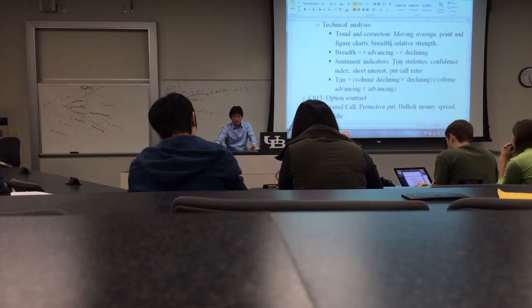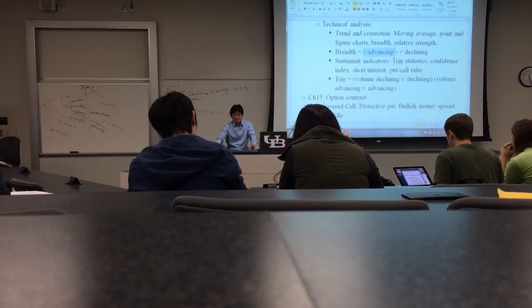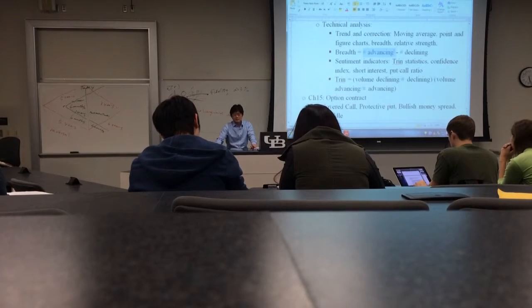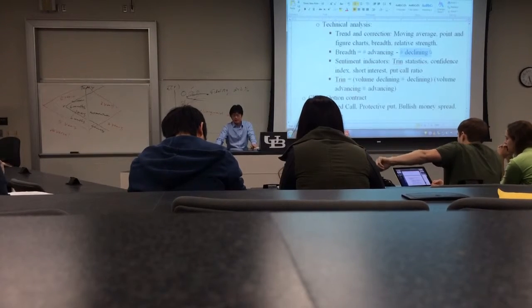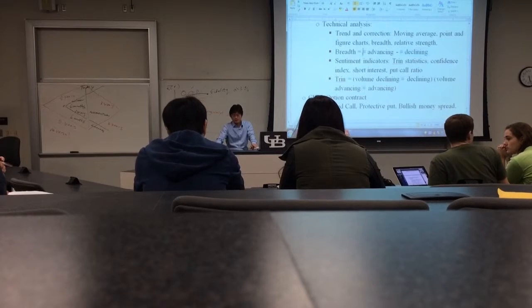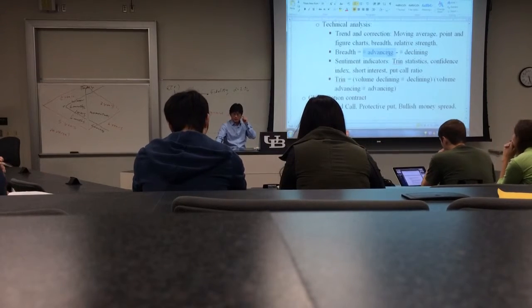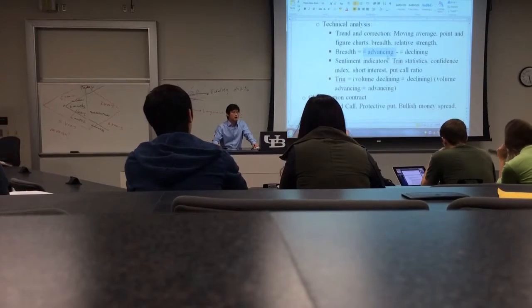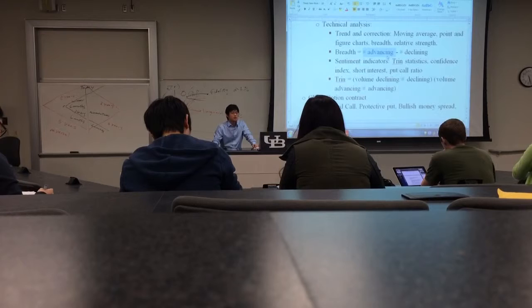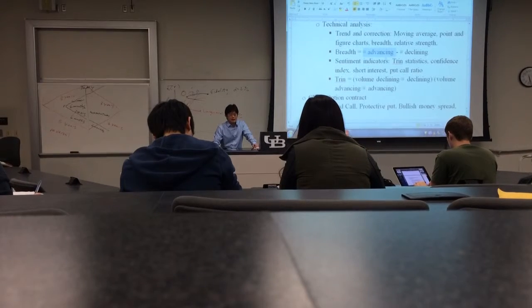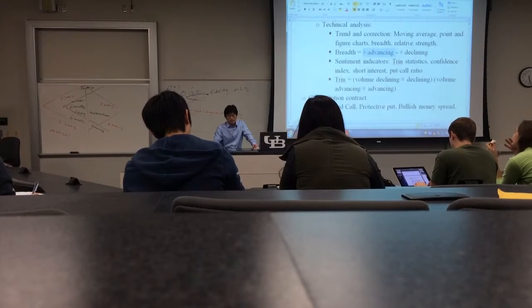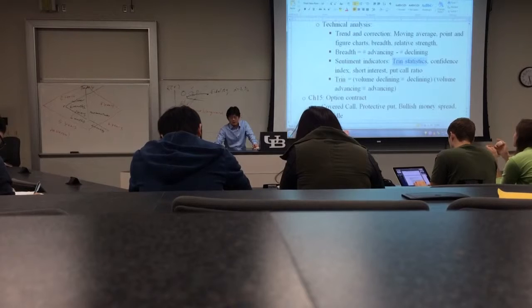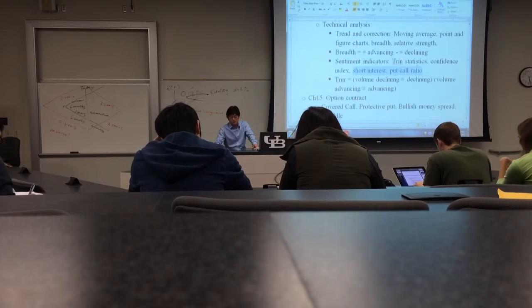And breadth is the number of stocks that advance in stock price minus the number of stocks that decline in stock price. So the difference, if this difference is positive, it means that the market is strong. The investors are bullish. It is a signal to buy. When this number is negative, when this number is decreased, it is a signal to sell. Bearish signal. Sentiment indicators include TRIN ratio, confidence index, short interest, put-call ratio.